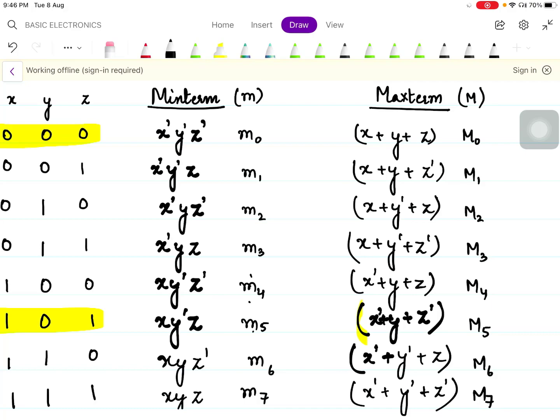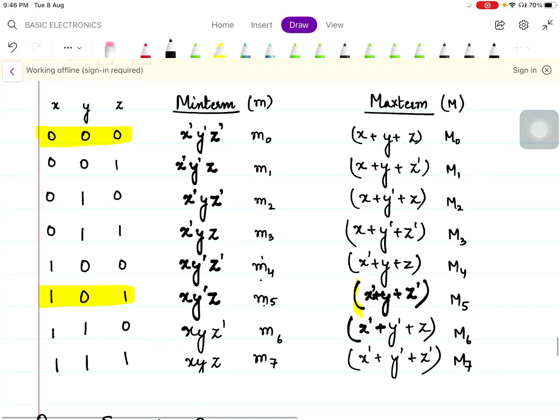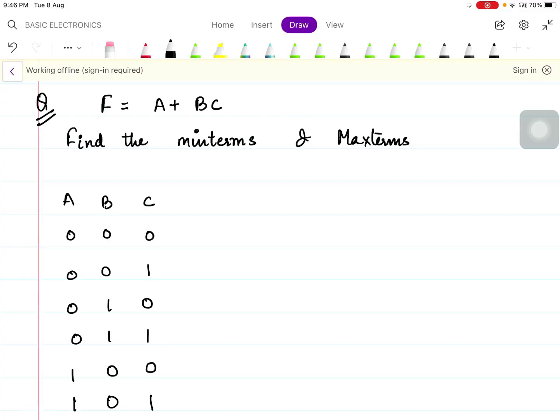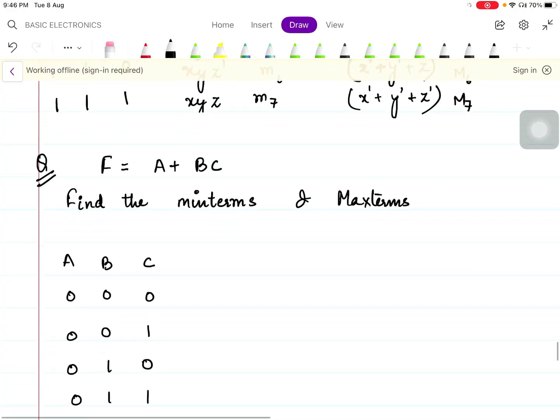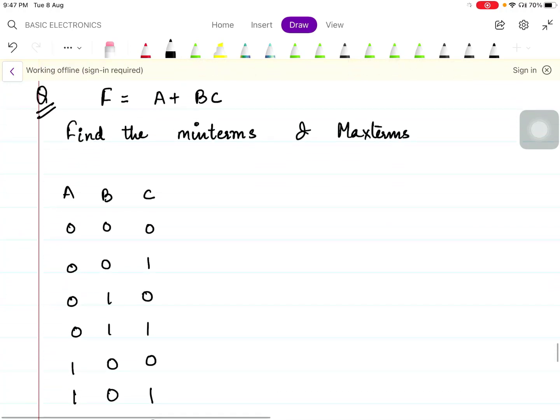So this is the concept of min term and max term mainly. I hope you all might have understood. Now let's take a question where there is an expression given, f is equal to a plus bc. Now, in the above part, we haven't taken any output. I just explained the concept of minterms and maxterms by the variable combinations. Now, we have a proper expression for which the output f is equal to a plus bc.